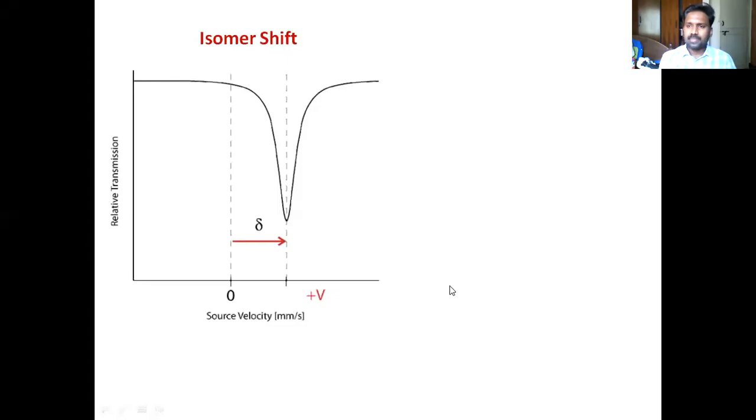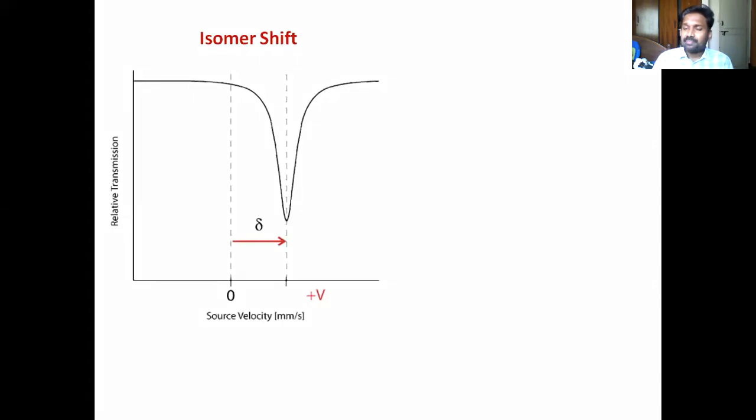You can see this schematic spectrum, where a line in the Mossbauer spectrum has been shifted towards the positive side of the recoiling velocity x-axis. You can see this is the delta. What do you mean by the delta? Shift in the line. And what causes this shift? Those factors we discussed in our previous class.